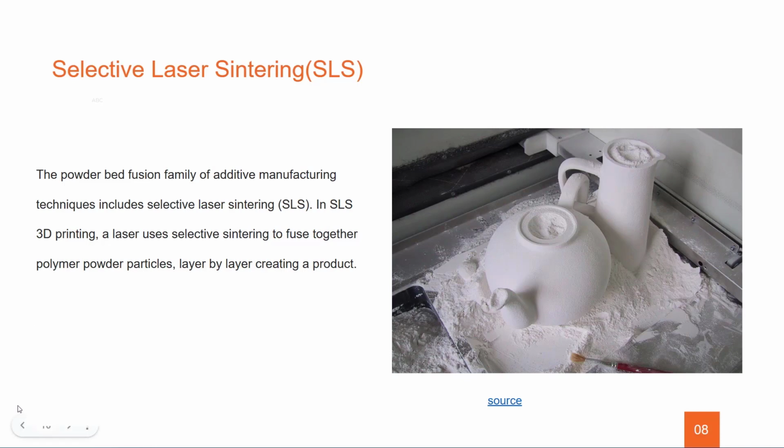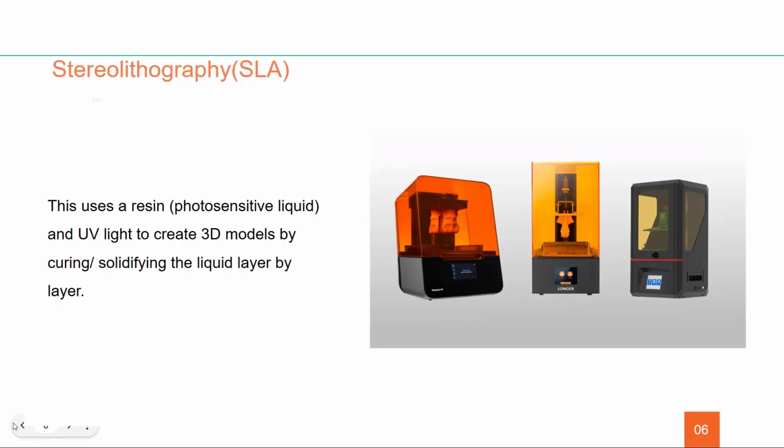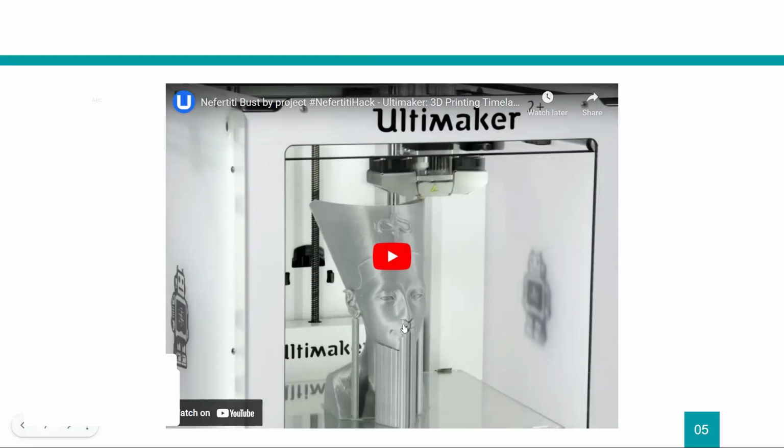In this lesson, we will cover selective laser sintering. In our previous lessons, we learned about FDM, that's fused deposition modeling, and we also learned about SLA, that's stereolithography. Stereolithography makes use of a UV light to cure a photosensitive resin liquid to get an object or a 3D model. And fused deposition modeling makes use of filaments to get that done.